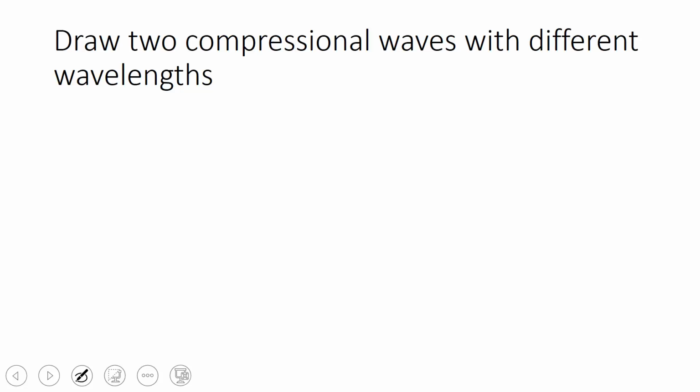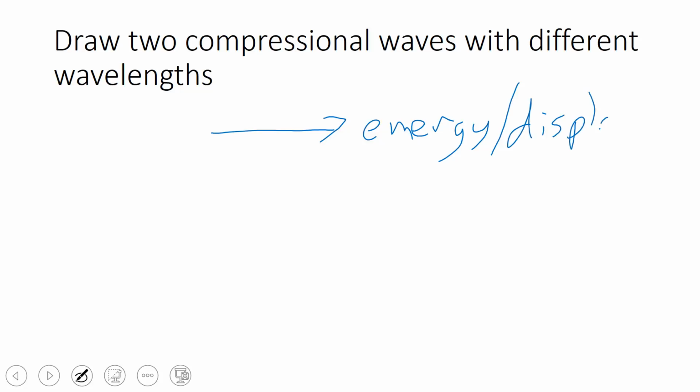The last one, draw two compressional waves with different wavelengths. Keeping in mind that in compressional waves, the displacement and the energy go in the same direction. So energy is in this direction, as is displacement, or the movement of matter. So matter is moved in the same direction as the transfer of energy. And again, remember that sound waves are a good example of compressional or longitudinal waves. And also remember that the wavelength in a longitudinal wave is the distance from one compression to another compression.